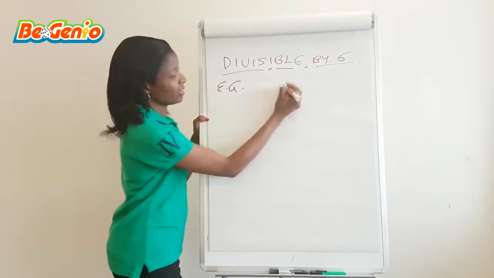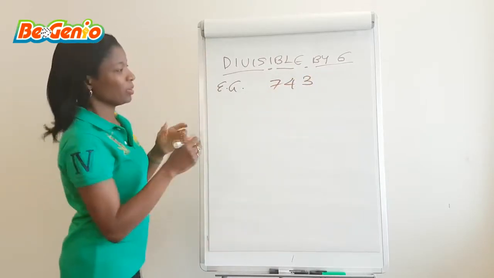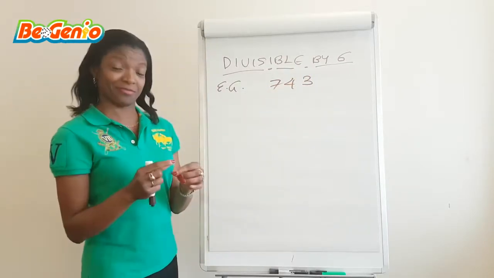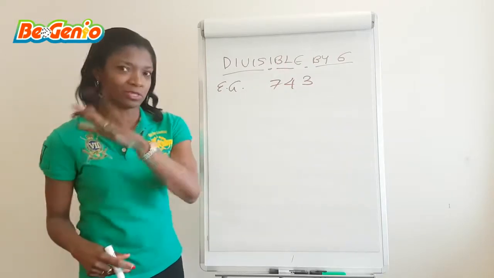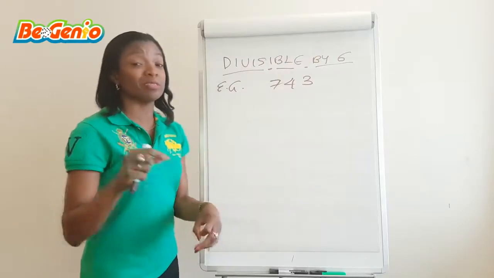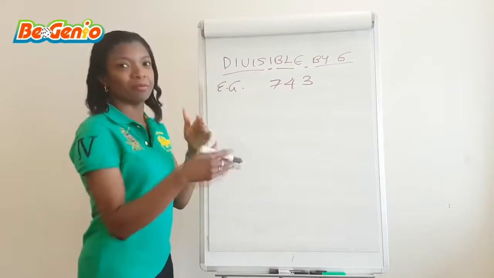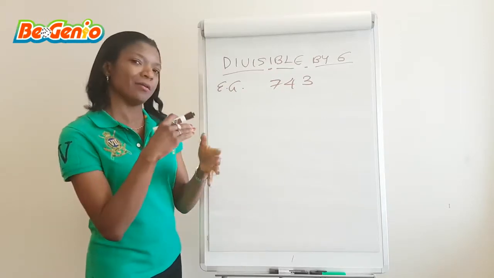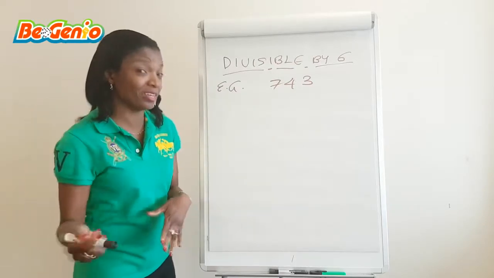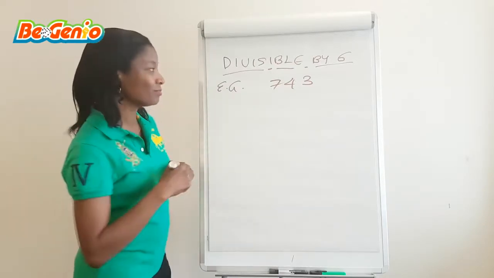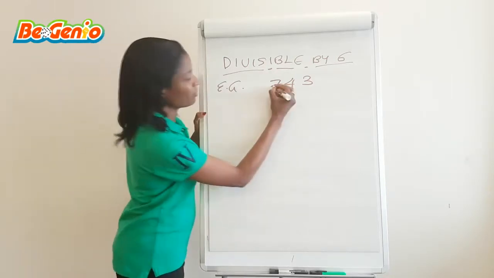I'll use an example here. 743, is that divisible by 6 or not? Well, a number is divisible by 6 if it's divisible by 2 and also divisible by 3. So it's not good if it's divisible by 2 but not divisible by 3. It needs to be divisible by both. And I have shown previous tricks on how to tell whether a number is divisible by 2 and how to tell if a number is divisible by 3. So find those videos on our YouTube channel, and you'll see them.